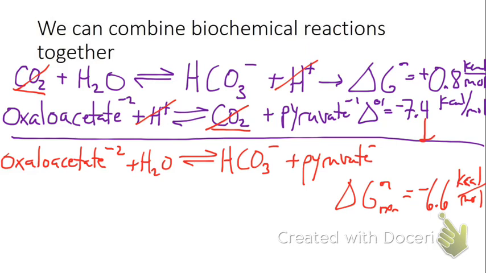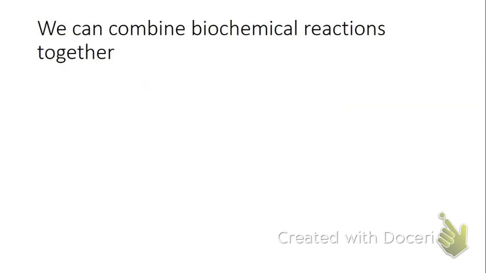One of the things I do want to let you guys know, and I'll just do it on this slide, is that not everything in our body is standard state. We don't have 1 molar concentrations of glucose in our body. If we did, we would die. So there has to be a correction for non-standard state conditions. And so here's the correction. We have an equation that's in equilibrium.